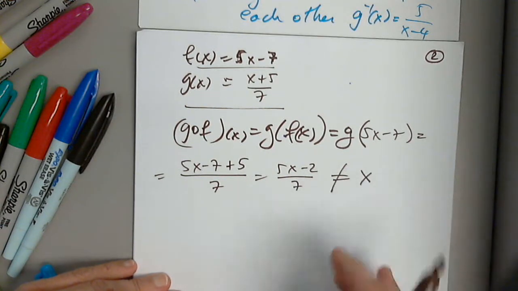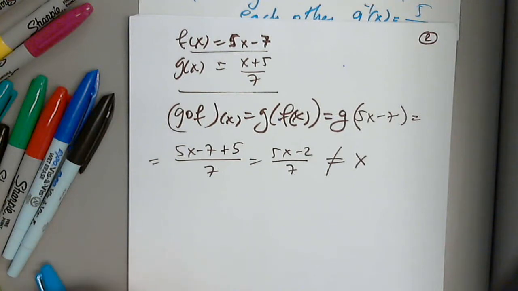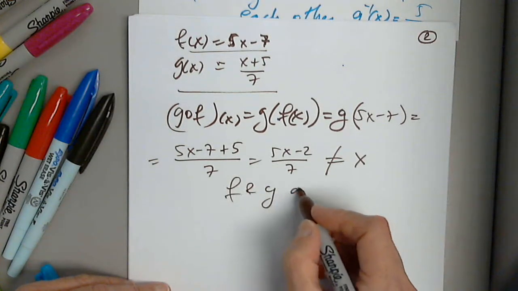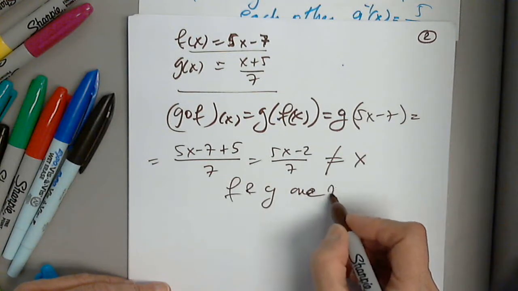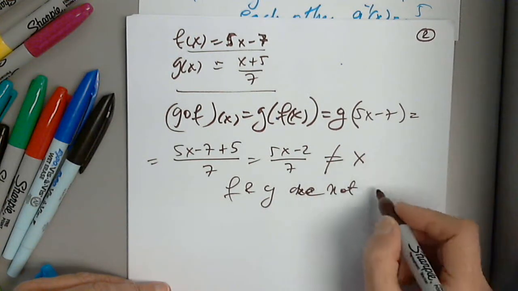Since it does not equal x, what do we conclude about f and g? They're not inverses of each other. Very good. They are not inverses.